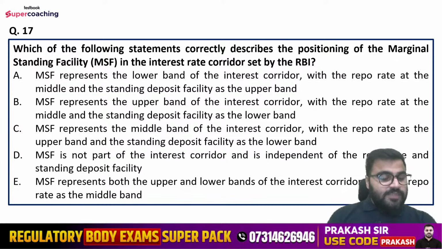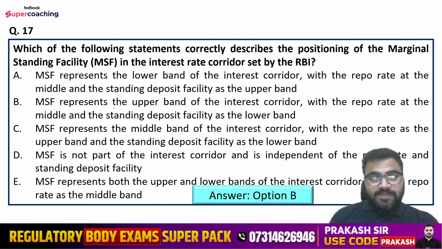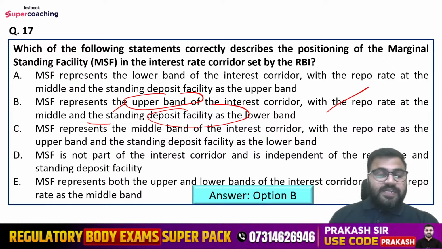Question number 17. What is the right answer here? So the right answer is option B. That is, MSF represents the upper band of the interest corridor with the repo rate at the middle and the standing deposit facility as the lower band.